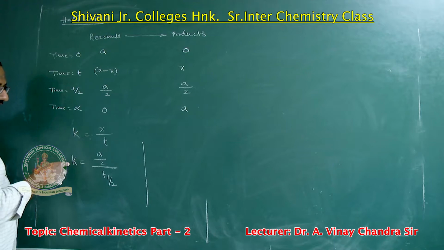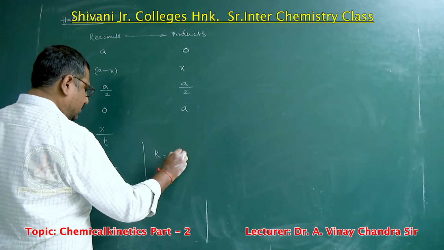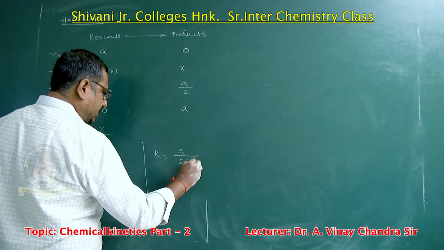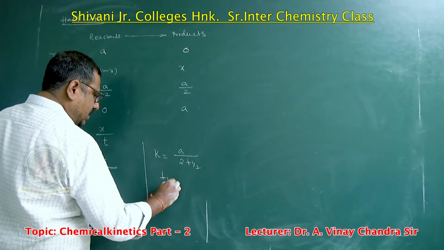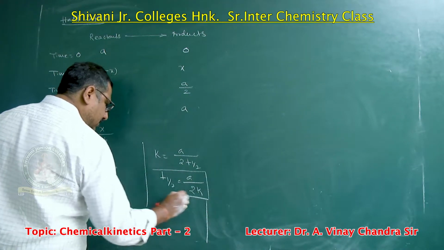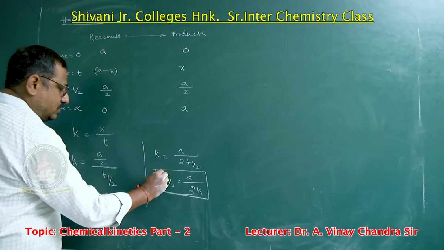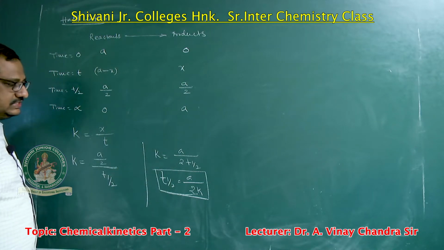We can calculate the T half, the half-life. If we take K equal to A by 2 T half, then T half is equal to A by 2K. This is the half-life equation for a zero order reaction.